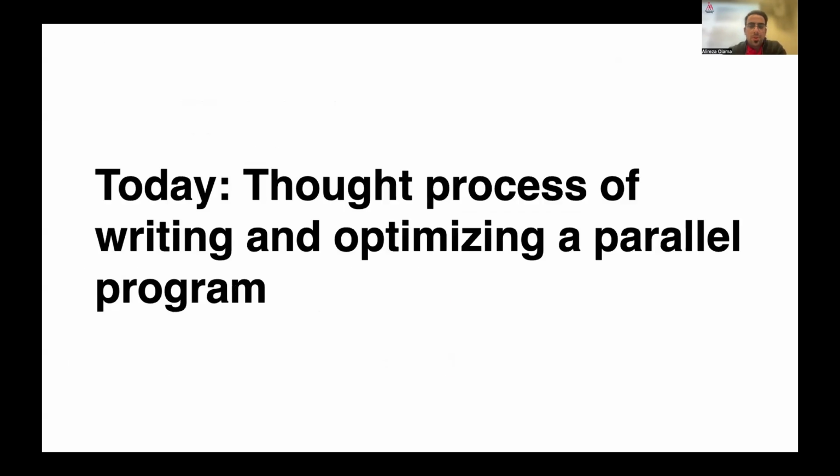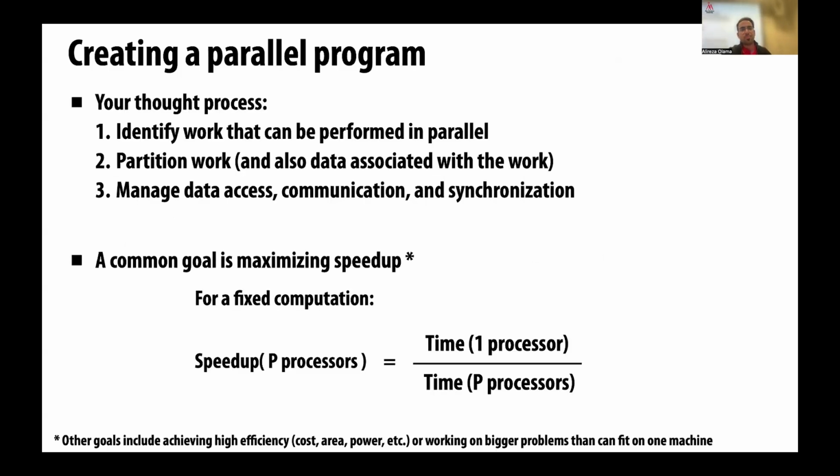All right. So let's start today's lecture. As I said, today we will think about the thought process of writing and optimizing parallel programs. Okay, so this is a very abstracted guideline. What you typically want to do when you create a parallel program is first to identify the work that can be performed in parallel, right?